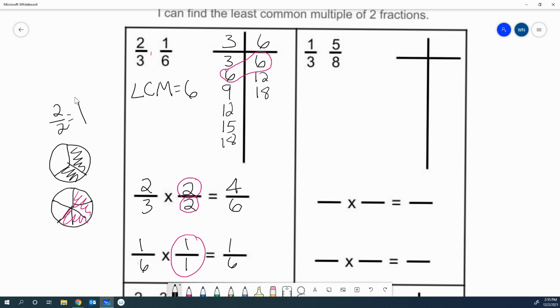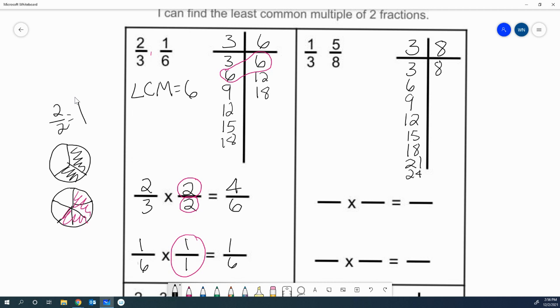We've got 1/3 and 5/8. So we're going to go ahead and do our t-chart. 3 and 8, we take our denominators, put them on the t-chart. Then we solve that t-chart. We're going to find the first several multiples. So I've got 3 times 1 is 3. 3 times 2 is 6. 3 times 3 is 9. 3 times 4 is 12. 3 times 5 is 15. 3 times 6 is 18. 3 times 7 is 21. And 3 times 8 is 24. I'm going to stop there because I'm running out of room.